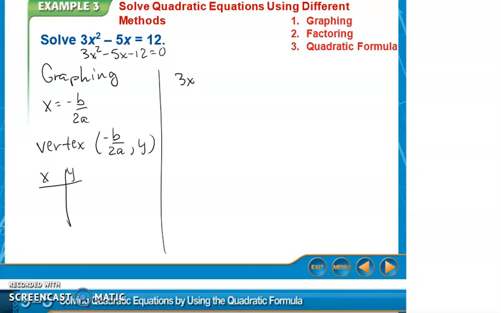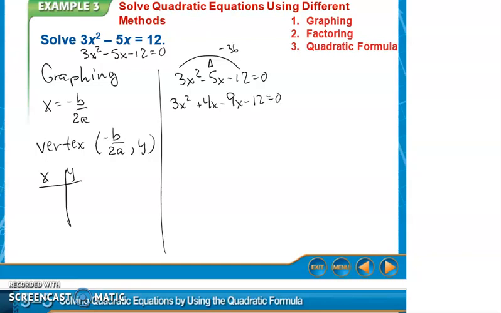When you do this by factoring, I'll do this one: 3x squared minus 5x minus 12 equals 0. You want to figure out what two numbers multiply to be negative 36 and add to be negative 5. For this one, that would be positive 4 and negative 9. So this becomes 3x squared plus 4x minus 9x minus 12 equals 0.